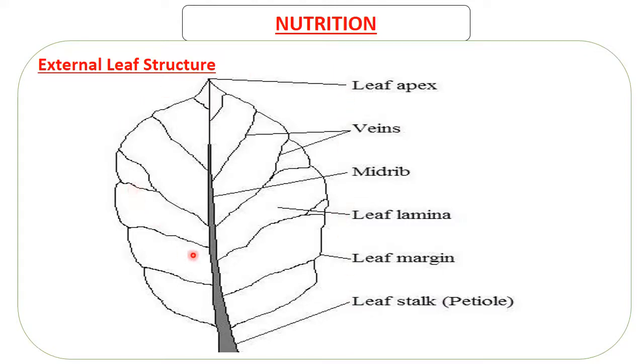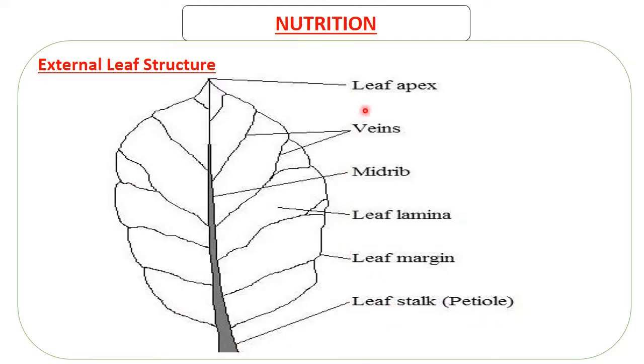So these are the important structures or parts of the leaf. We've got the leaf apex here, we've got the veins here, then we've got the midrib, this thick rib here, then we've got these which are called leaf lamina. So we have leaf lamina here, but they are all bordered by veins. Then we have the leaf margin, which is just the boundary of a leaf. Then here we've got the leaf stalk or the petiole.